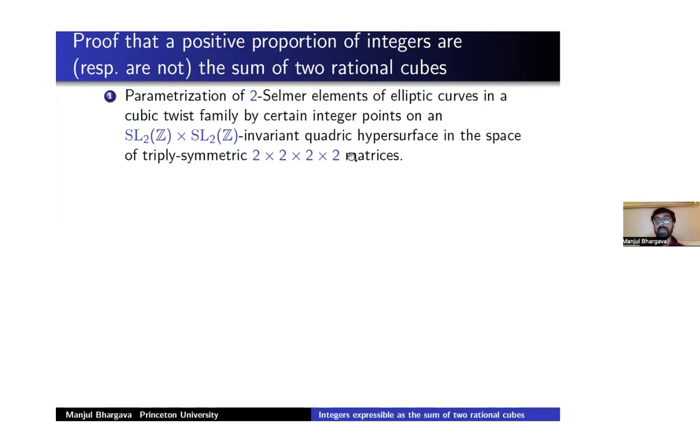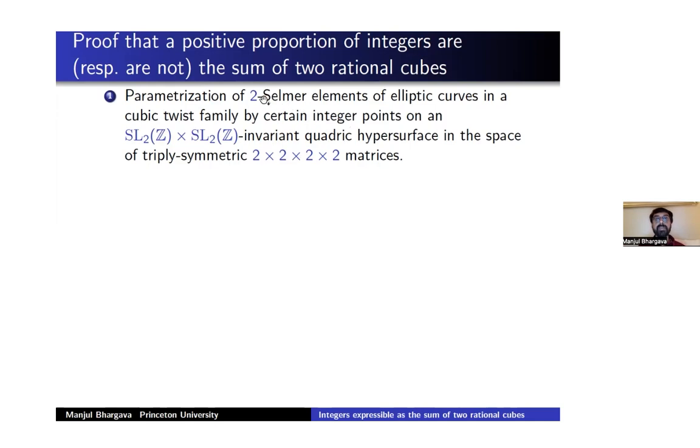So a triply symmetrized 2 by 2 by 2 by 2 matrix, you can think of also as a binary cubic form. And so this space is kind of the space of pairs of binary cubic forms on which SL2 cross SL2 naturally acts. First, SL2 acts on the pair of binary cubics, and then this other SL2 acts simultaneously on both binary cubics. It turns out this action of SL2 cross SL2 on this pair of binary cubic forms has a degree 2 invariant, which if we set equal to 0 will be therefore a G-invariant quadric hypersurface.